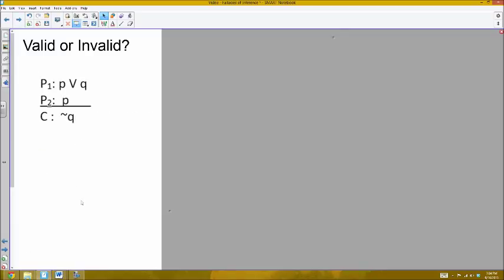So first, say you're presented with an argument with the premise P or Q, and the second premise is P, and the conclusion being made is not Q. So my question to you is, is that a valid or an invalid argument? So take a moment to think about that for yourself.